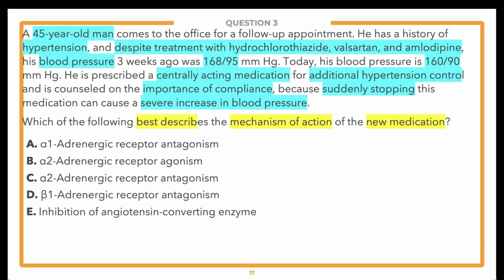Once again, we'll start at E and work our way up. E, inhibition of ACE or angiotensin converting enzyme. D, beta-1 adrenergic receptor antagonism. C, alpha-2 adrenergic receptor antagonism. B, alpha-2 adrenergic receptor agonism. And A, alpha-1 adrenergic receptor antagonism.